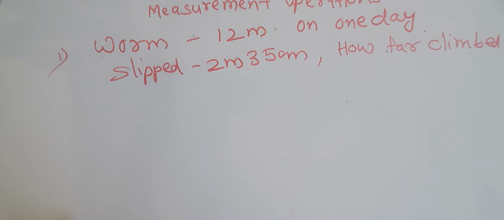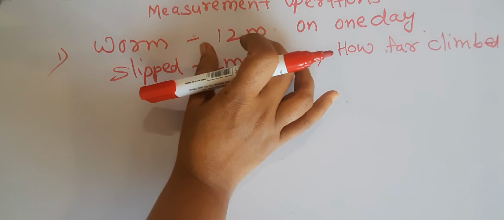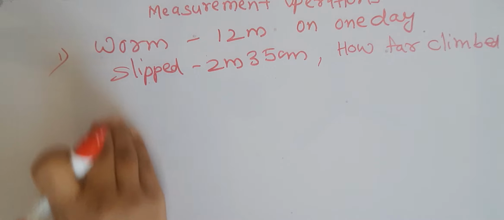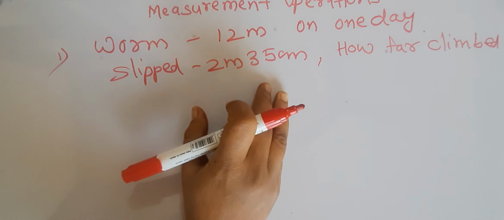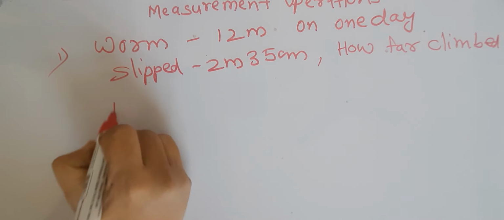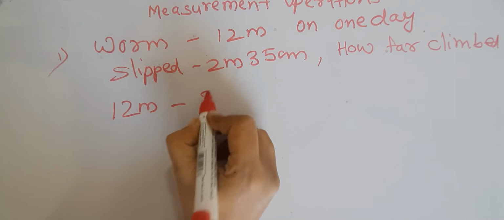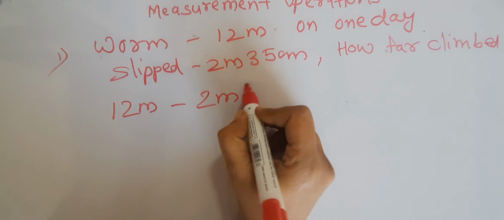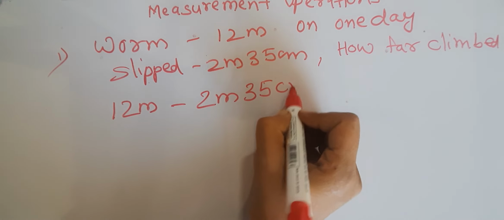Now, if you know how to solve the problems, the concepts of measurements, conversion, everything, solving word problems is very easy. As we know, the worm has climbed 12 meter. Now it slipped back 2 meter 35 centimeter. Then it is something which is reduced, so we'll perform the subtraction operation here. We'll subtract 2 meter 35 centimeter from 12 meter.